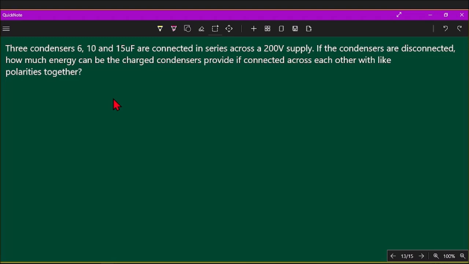So here we are going to get the total energy which is stored in our capacitors. We need to find the total energy stored in our capacitor. How we are going to do that is, first we need to find our total charge and our total capacitance, because the circuit is already disconnected, so therefore we will have to use our total charge and our total capacitance.